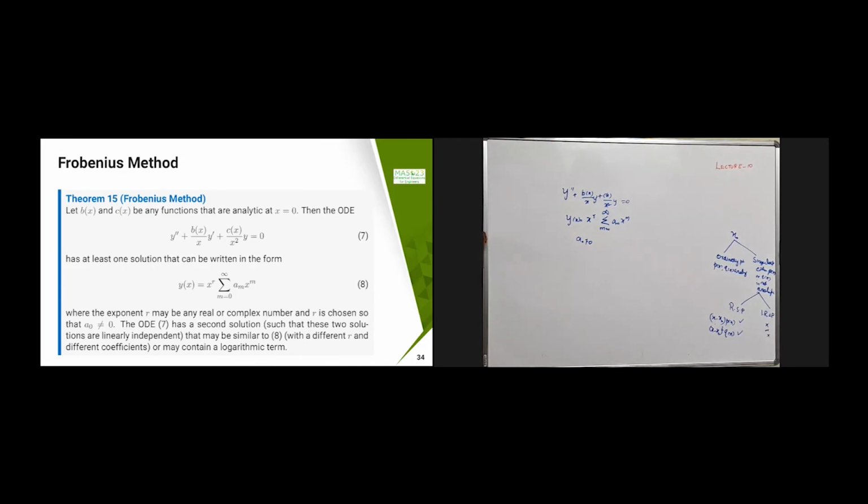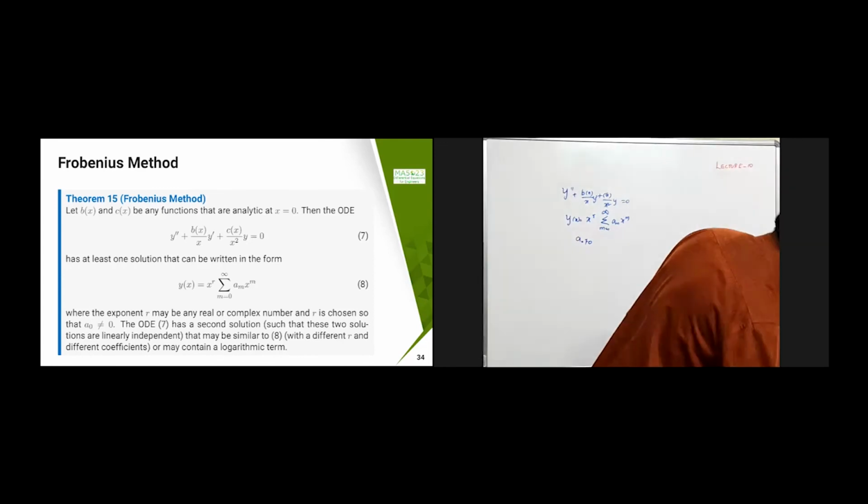So this ODE has a second solution. The second solution will also be of this form, such that these two solutions are really different. Maybe it is similar to it, of this form with a different r. Here, if I have r1, the other one may be r2. Or it may contain a logarithmic term. Suppose it has repeated roots, or roots that differ by an integer, or do not differ by an integer. Depending on that, you will have the logarithmic term also.